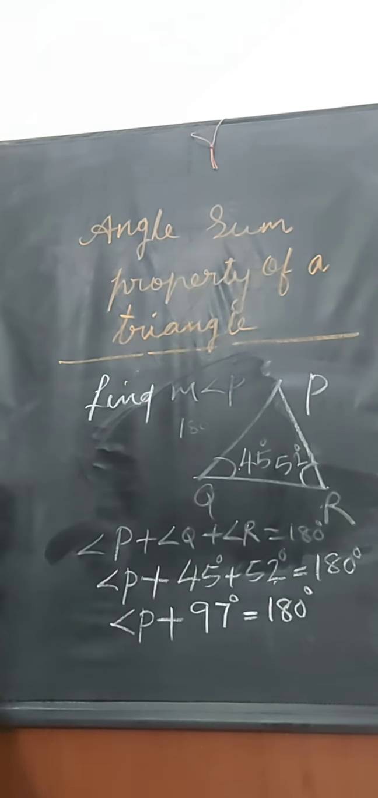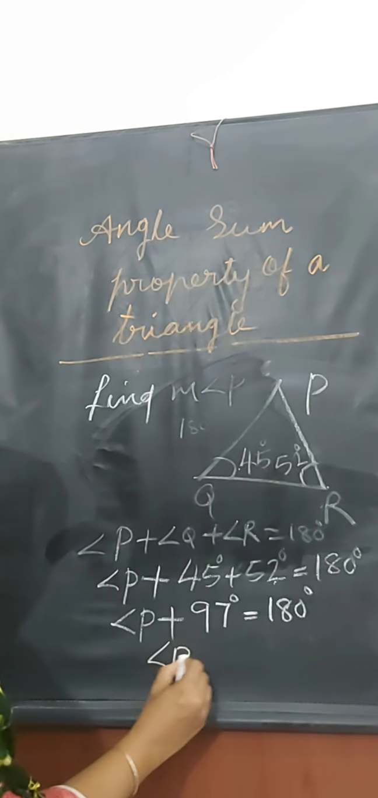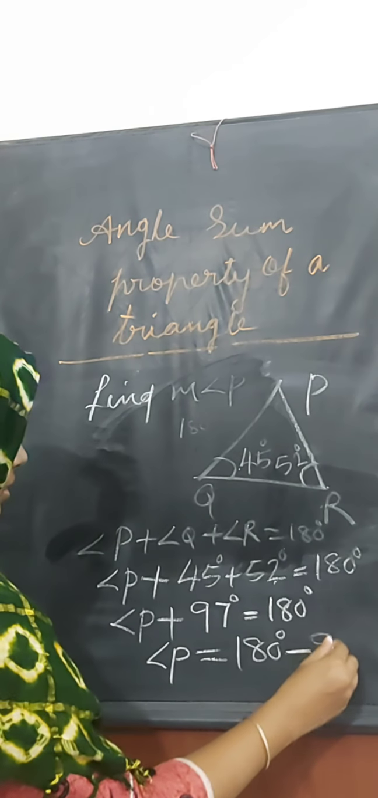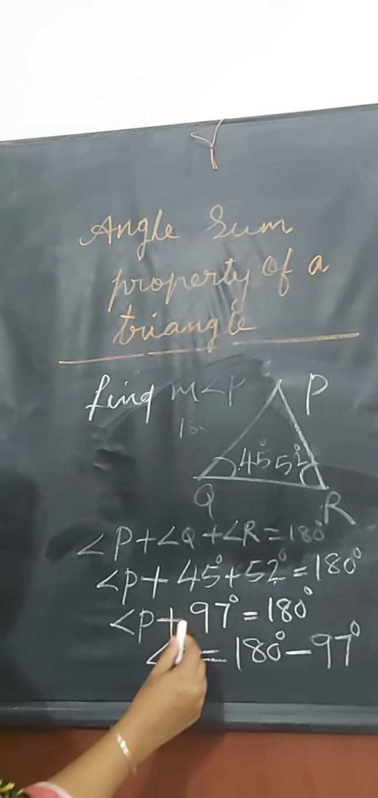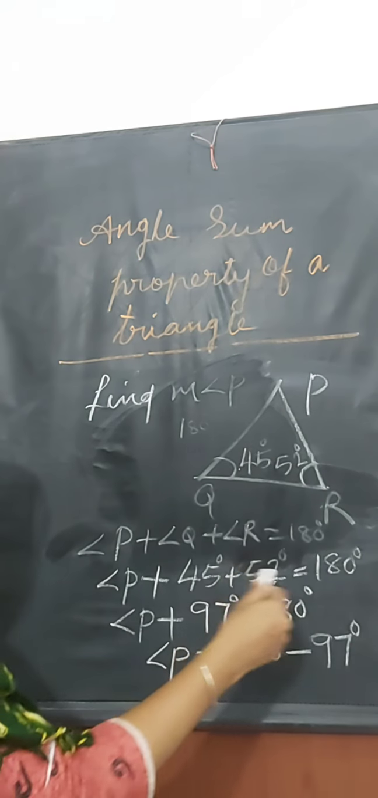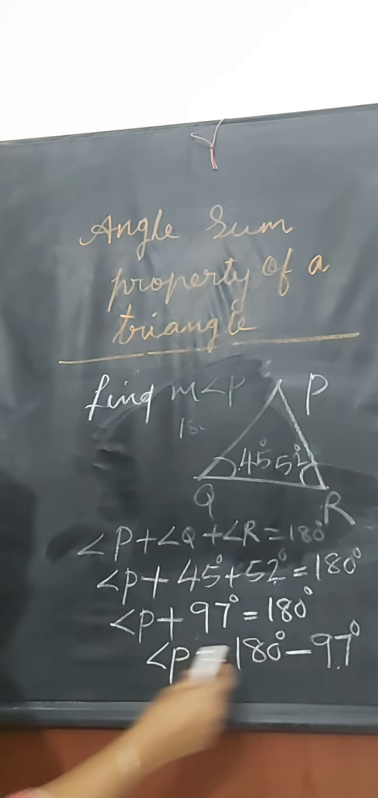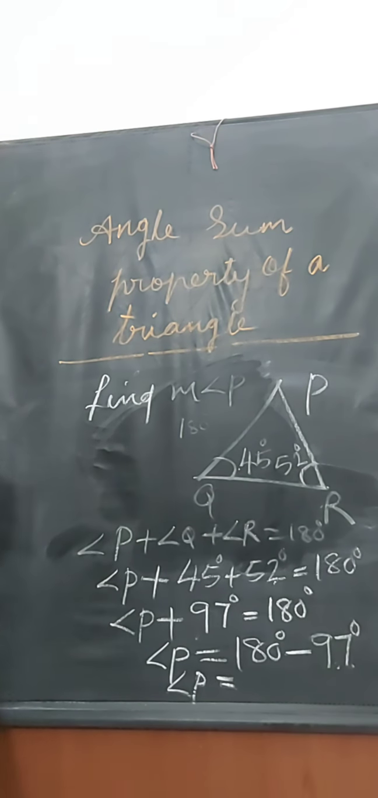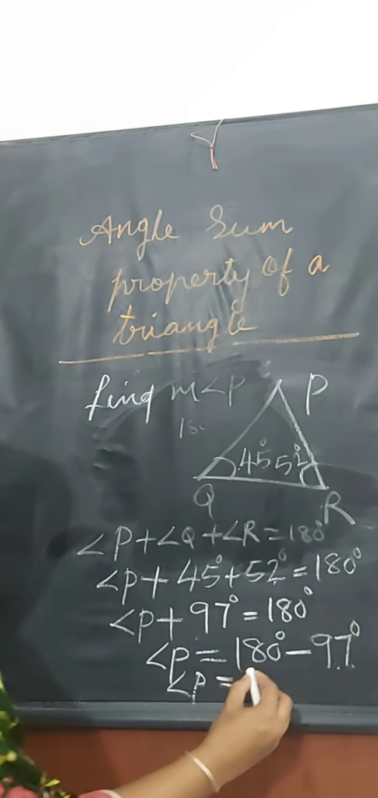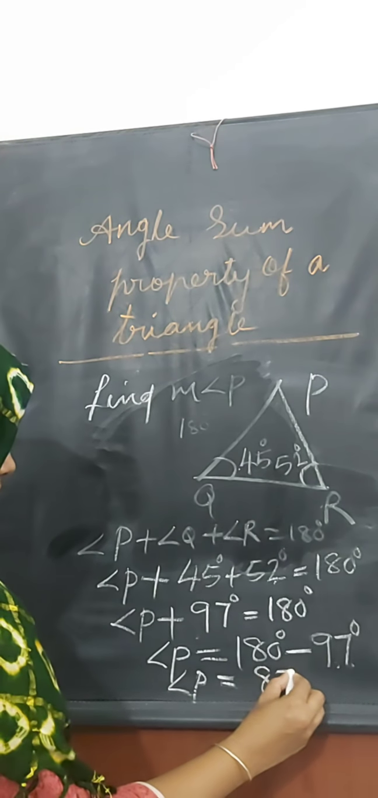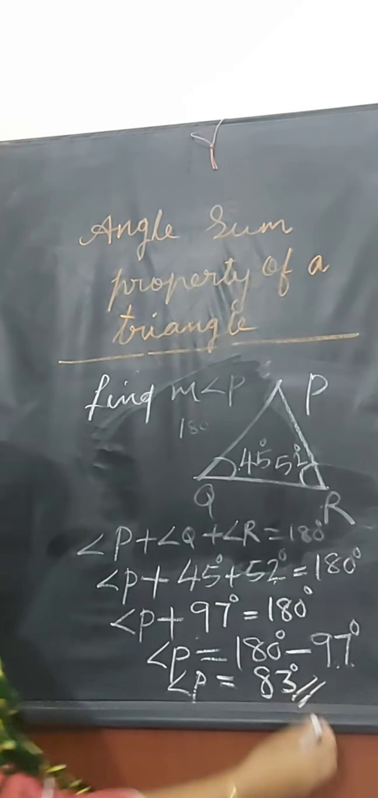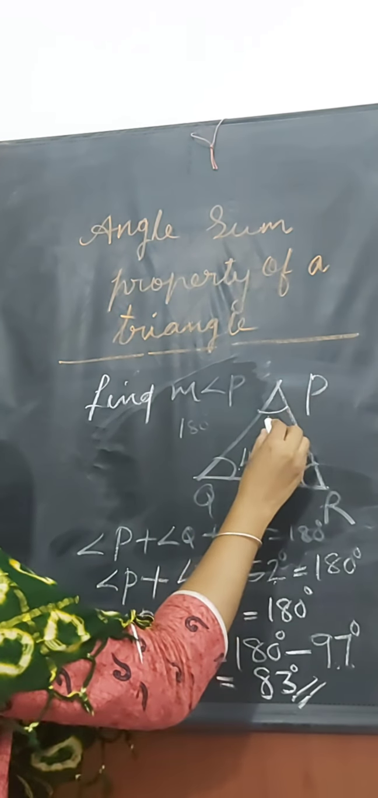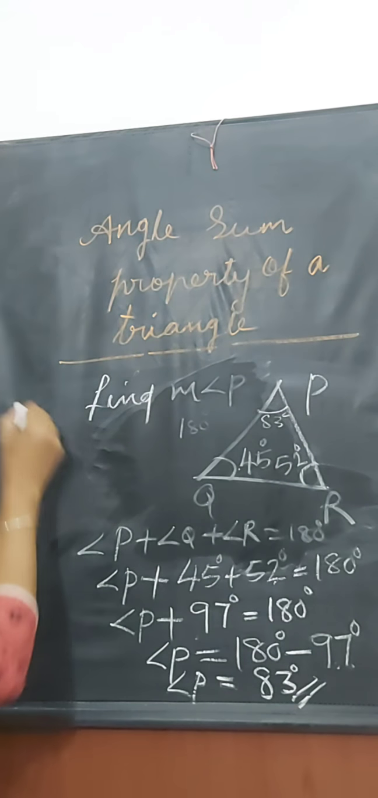How to solve this equation? Yes, angle P equals 180 degrees minus 97 degrees. Transposing plus 97 to the RHS, it becomes minus 97. Angle P equals 180 minus 97, we get 83 degrees. Angle P equals 83 degrees.